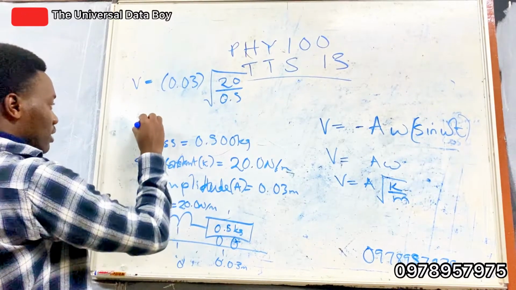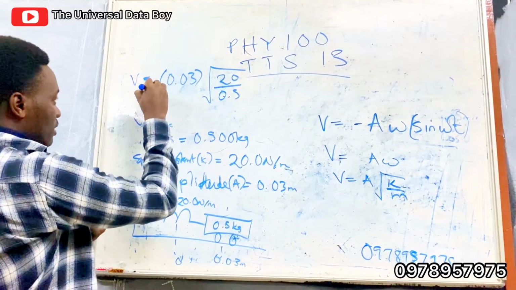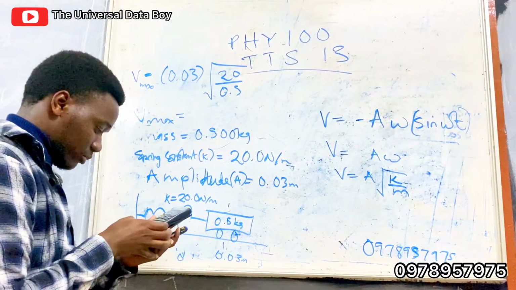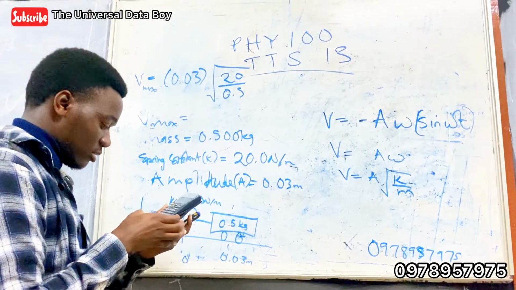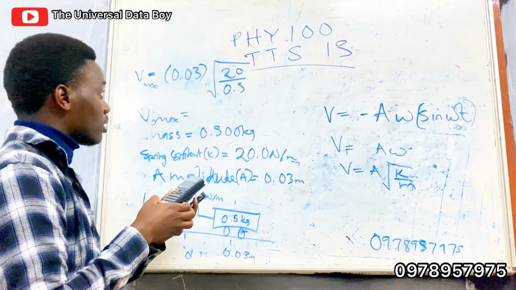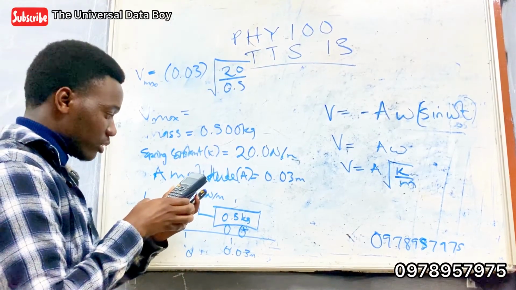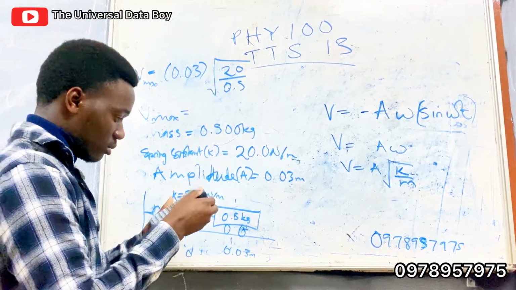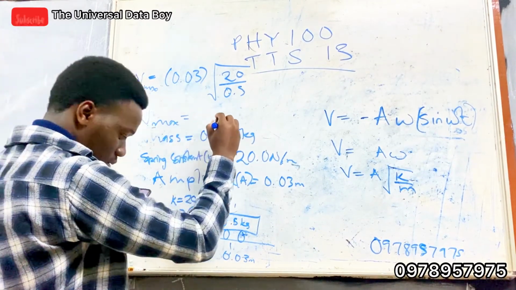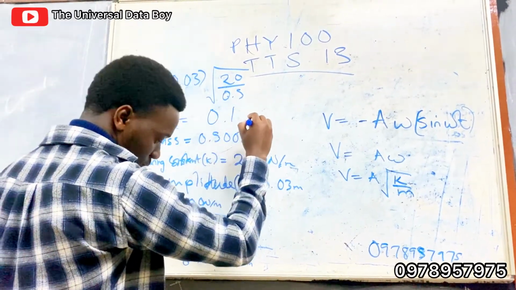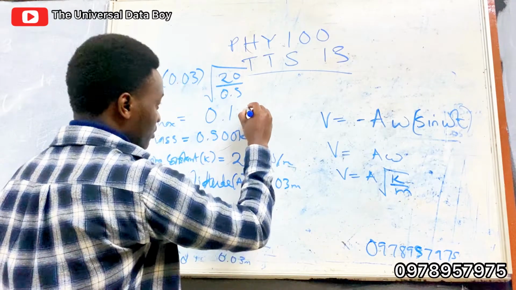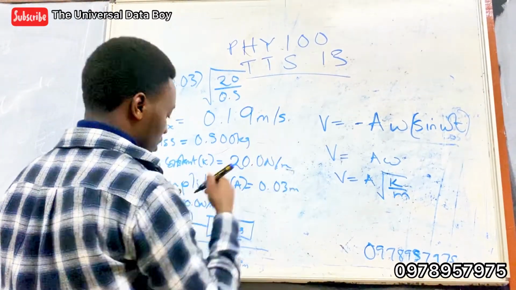So now let's find our V max. This is the V max. This one is going to be equal to 20 divided by 0.5, which is 40, the square root of this, multiplied with 0.03. So the answer is 0.1897. You can just round it off to 0.19 meters per second.